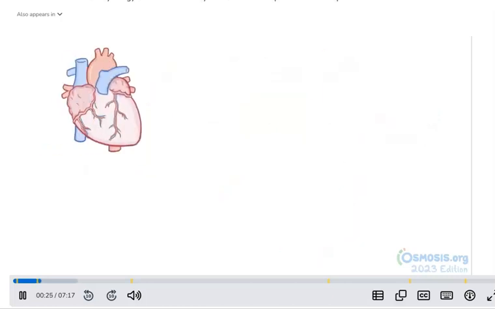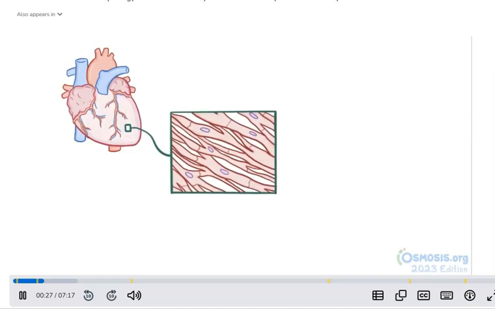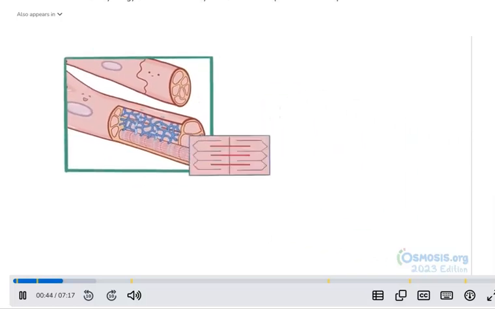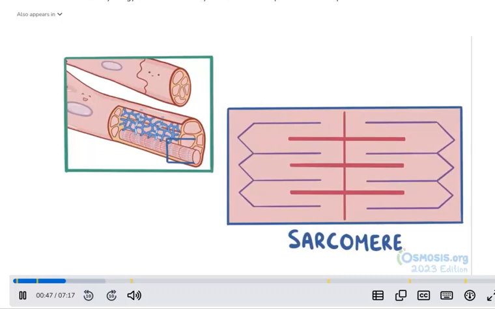To understand the relationship, let's zoom into the walls of the ventricles. The bulk of these walls is made up of short, branched cardiac muscle cells packed one next to the other. Zooming in further, if we look inside the muscle cells, we see bundles of myofibrils, or long chains of sarcomeres. The sarcomere is the smallest structure in the muscle that's capable of contracting, so it's considered the basic contractile unit of the muscle. The sarcomere has two Z discs that form its boundary, and an M line in the middle.